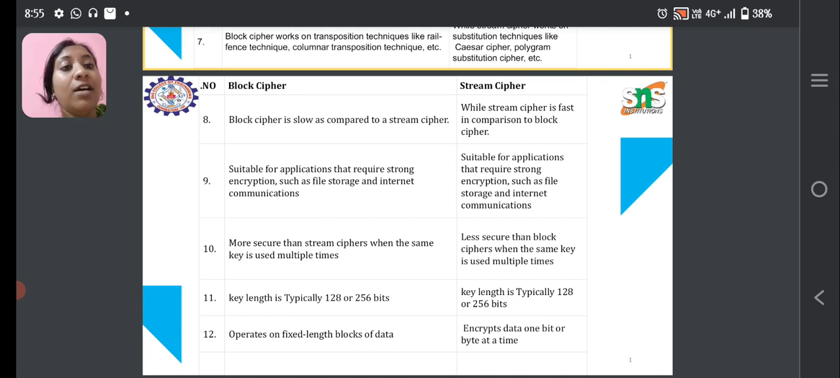The key length is typically 128 or 256 bits. The operation is on fixed-length blocks of data. Stream cipher and block cipher are types of converting the plain text into ciphertext in the form of blocks and streams. So this is just the conversion of bits. The block is used for 64-bit conversion and the stream is used for 128 or 256 bits of conversion. This is mainly used in algorithms to convert the plain text to ciphertext.